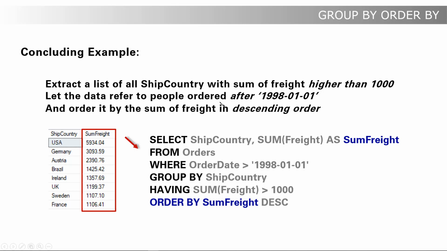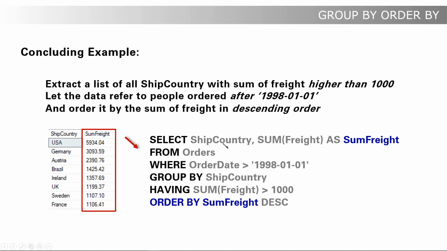Let's do an example to understand the entire structure. We want to extract a list of all ship countries with sum of freights higher than 1,000. So here we are talking about an aggregated field. We want the sum. The data refers to orders placed after January 1st, 1998. So this is the rows. We're talking about rows. And we want to order it by the sum of freights, descending order.